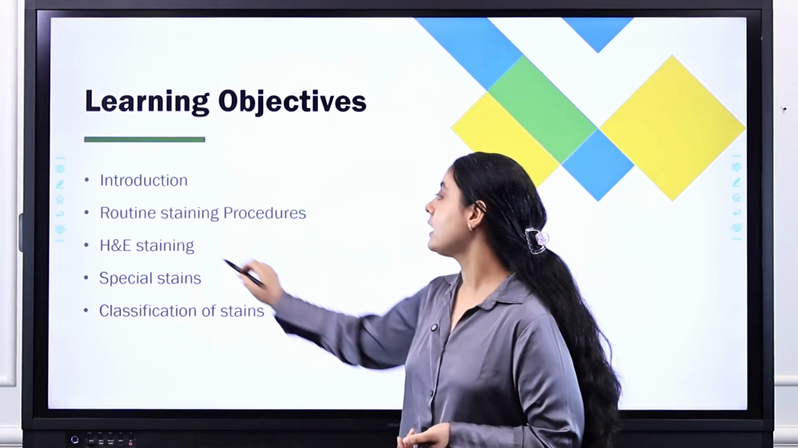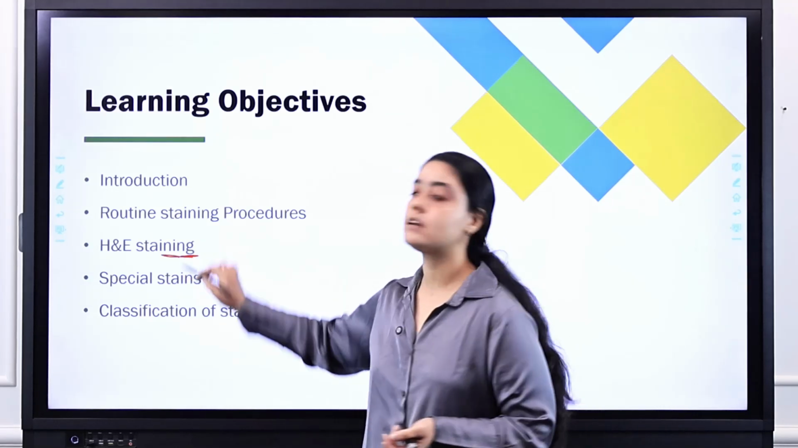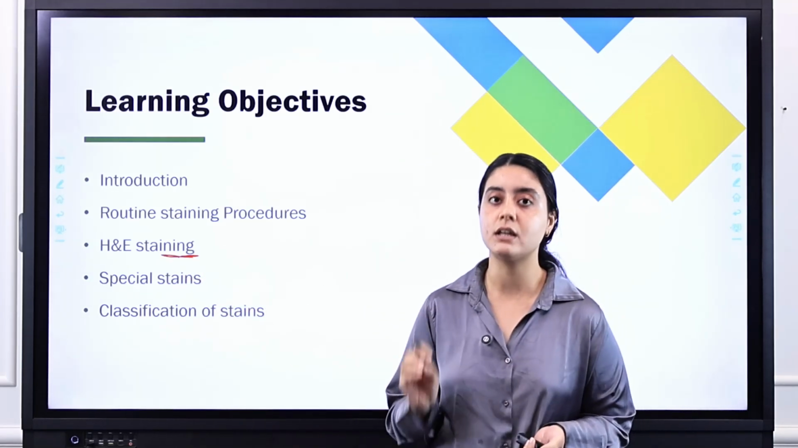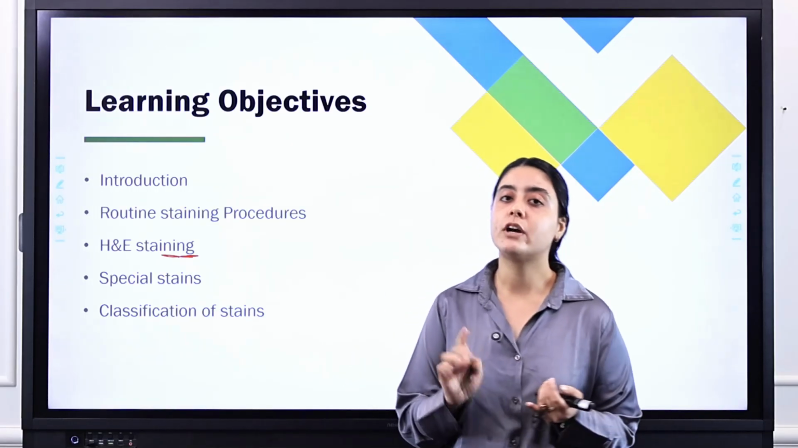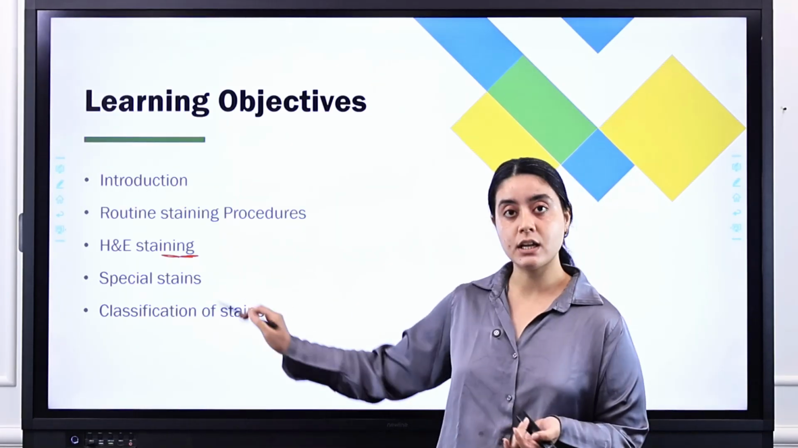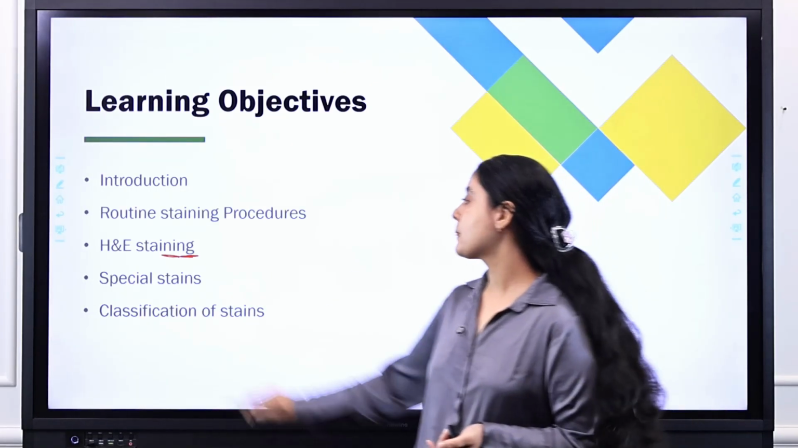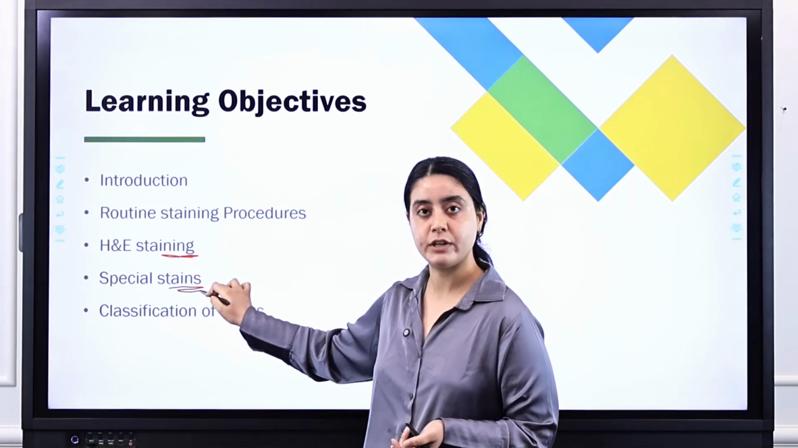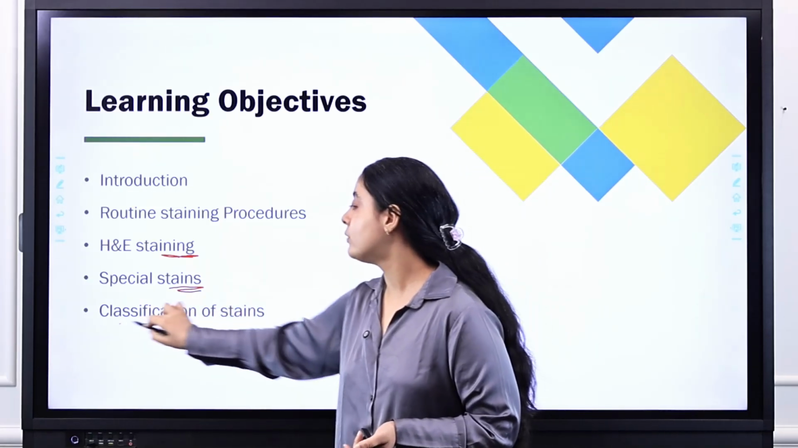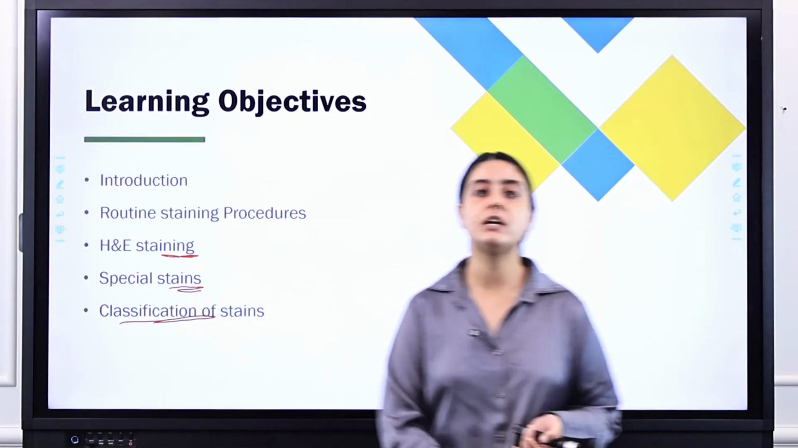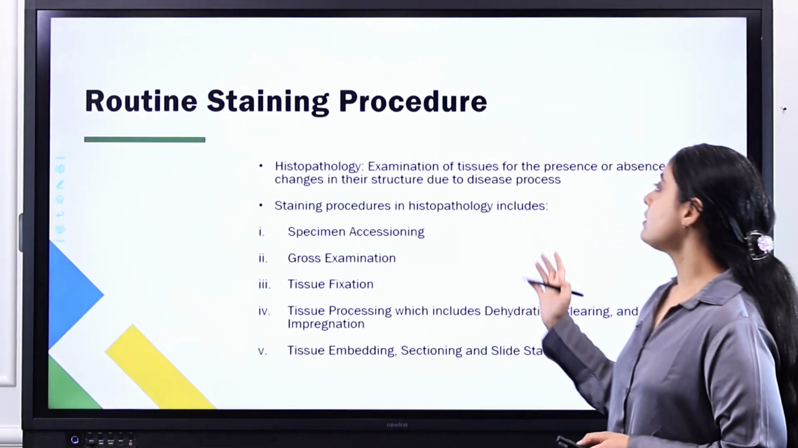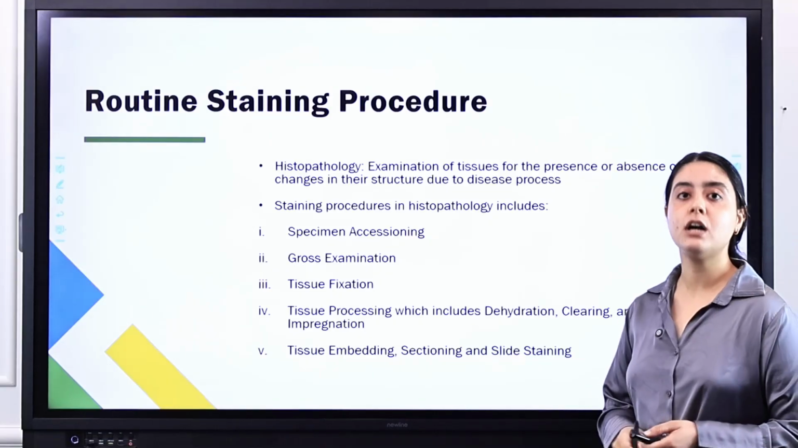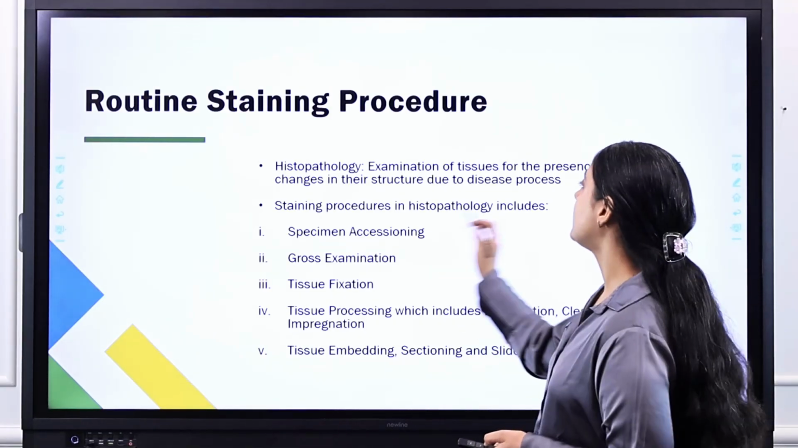So routine staining, H&E staining. H&E staining is a very common staining in the histopathology lab and it is done on a routine basis. So we are going to discuss H&E staining on a detailed basis. Okay, then we have special stains as I told you just now, and then we will discuss what are the classifications of all these stains. Okay, so first we are going to start with the routine staining procedure.